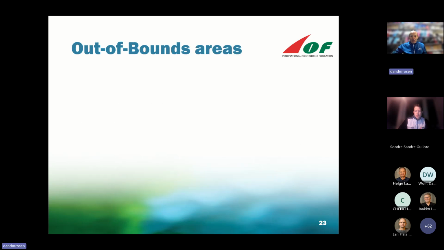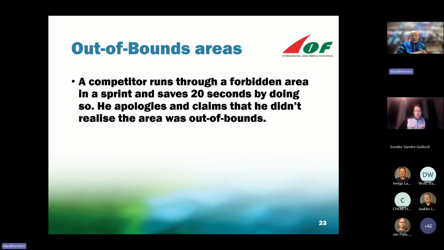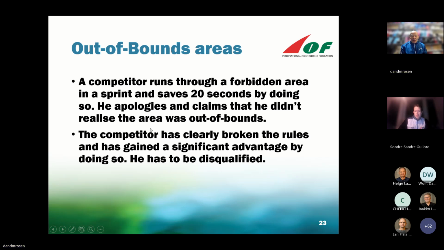What about out of bounds areas? A competitor runs through a forbidden area in a sprint and saves 20 seconds by doing so. That's quite a lot in a sprint. He apologizes and claims that he didn't realize the area was out of bounds. Well, the competitor has clearly broken the rules and has gained a significant advantage by doing so. So he has to be disqualified.